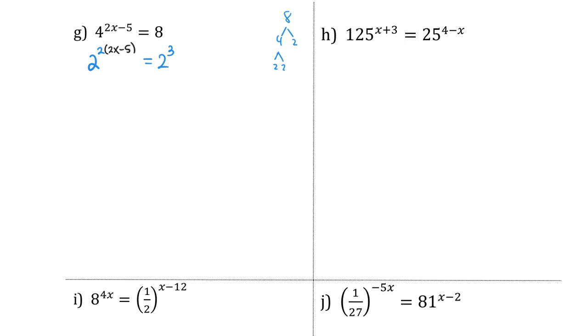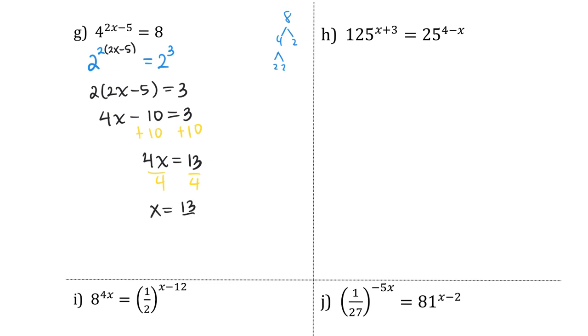Okay, now they have a common base, so now I can go ahead and make their exponents equal to each other. And if you're comfortable distributing in your head, go ahead. I'm going to do it now. Okay, and then go ahead and solve it. Remember, fractions are our friends. Don't panic. Okay, I got x equals 13 over 4. I could plug it in to check, but I don't want to deal with that fraction, so I'm going to be confident in my answer.